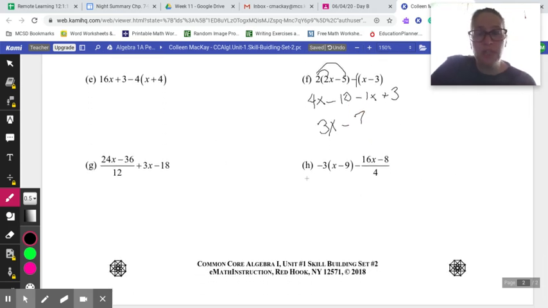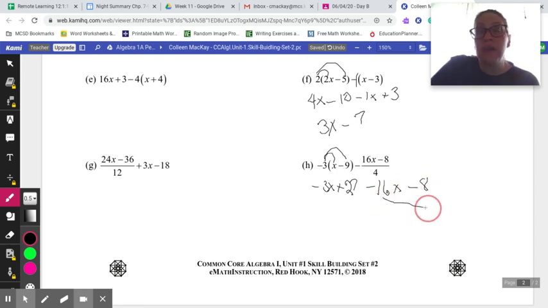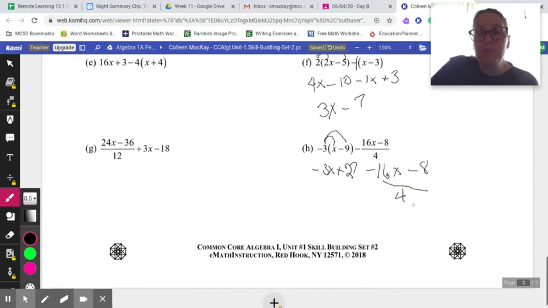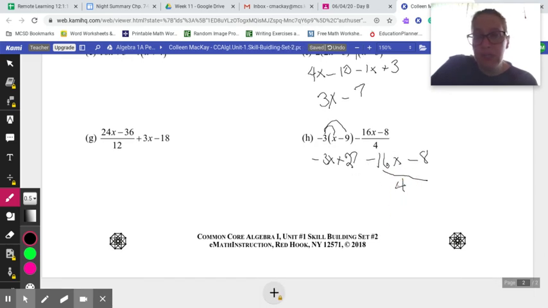Okay, and let's do h because we've got the distributive property and we have a fraction. Okay, so we're going to multiply here and here, negative 3x. Negative 3 times negative 9 would be positive 27. Minus 16x minus 8 divided by 4. Okay. First thing I'm going to do is my division. 16 is divided by 4. So I'm just going to write down what I already have. Negative 3x plus 27.